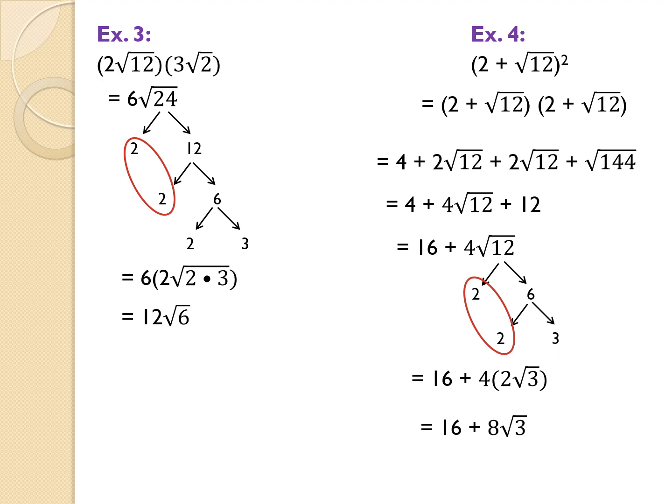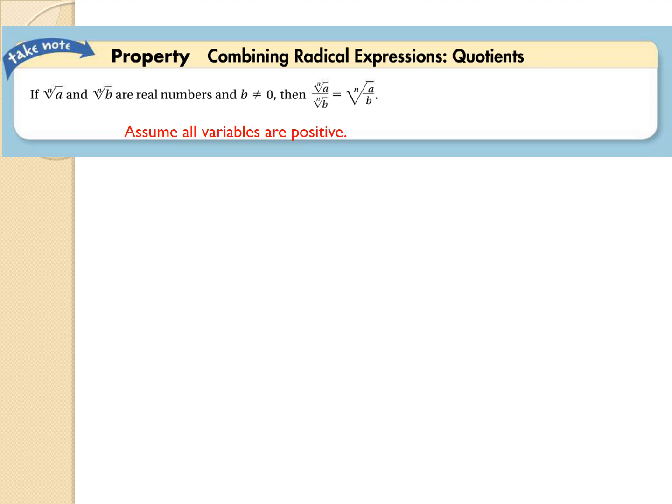Okay. Let's talk about dividing. Now, again, you don't have to write all that stuff before. The main thing you really need is the formula that comes after the word then. So what it says is, if I have the nth root of A divided by the nth root of B, I can combine that to be the nth root of A over B, as long as the index numbers are the same. This whole section, the index numbers have to be the same.